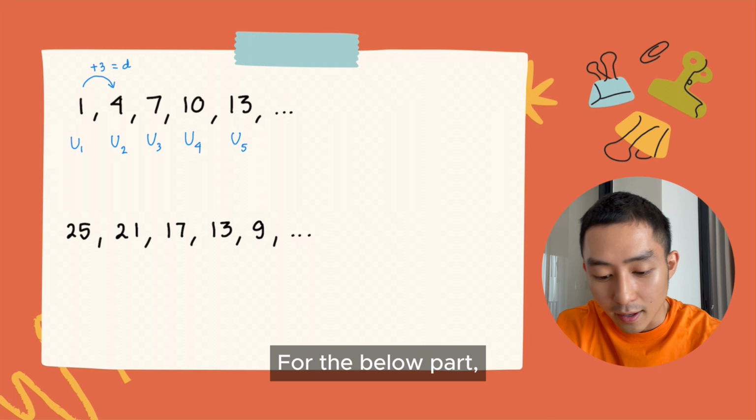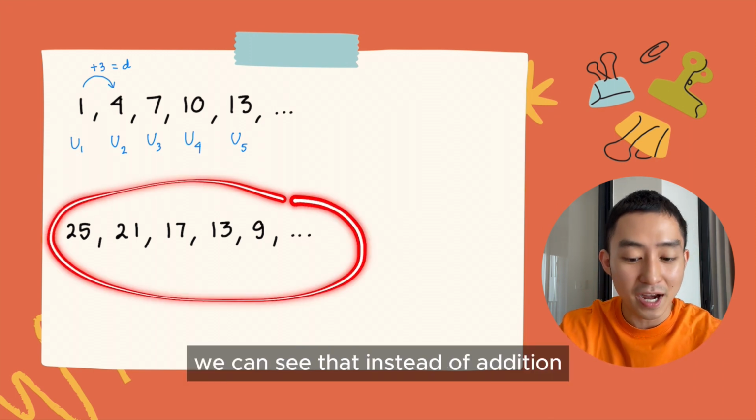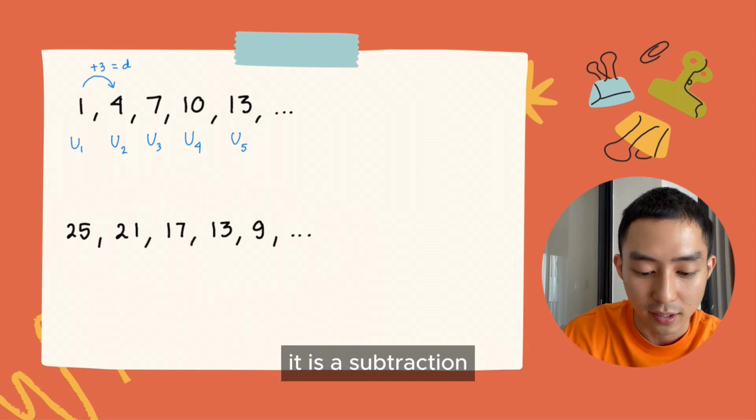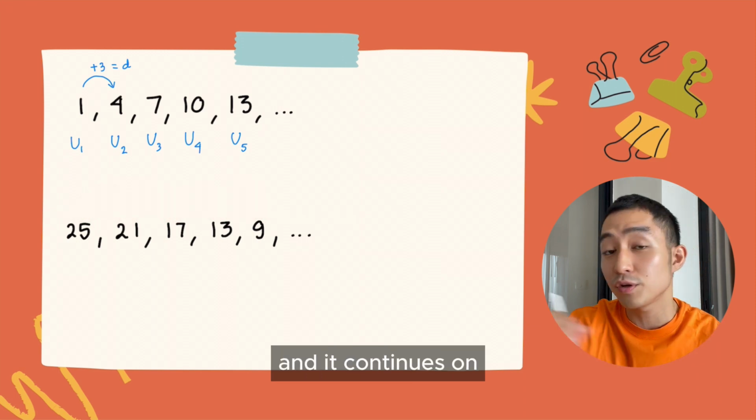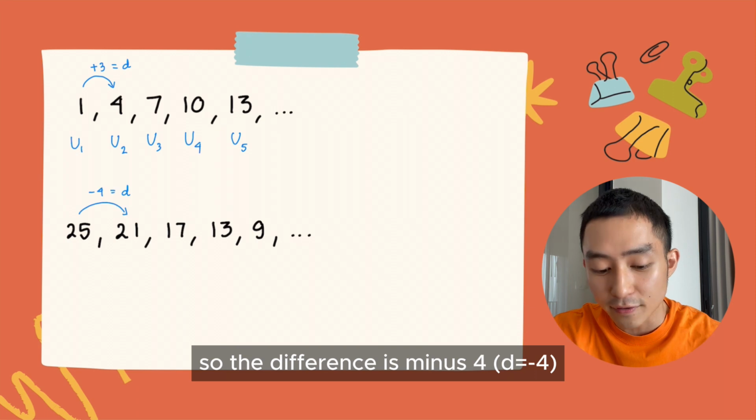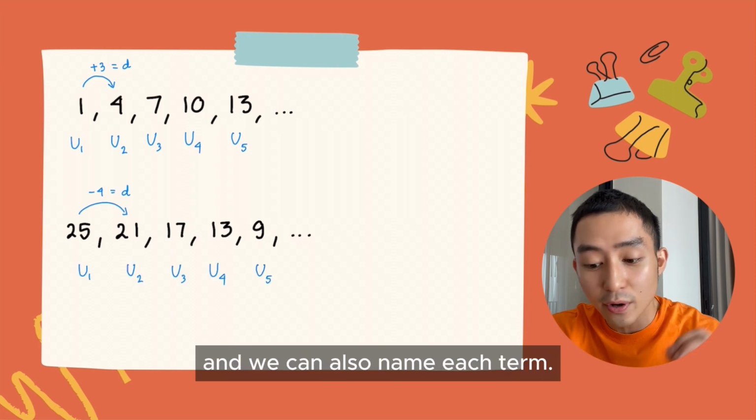For the below part, we can see that instead of addition, it is a subtraction. Minus 4, minus 4, minus 4, minus 4, and it continues on. So the difference is minus 4, and we can also name each term.